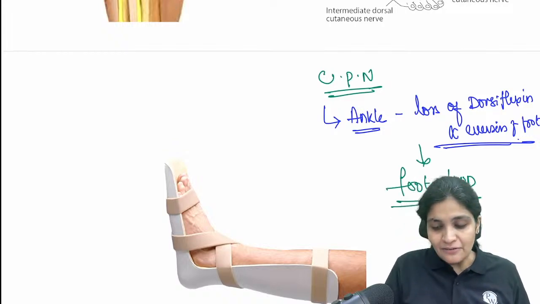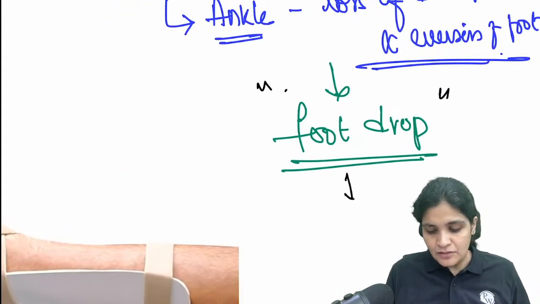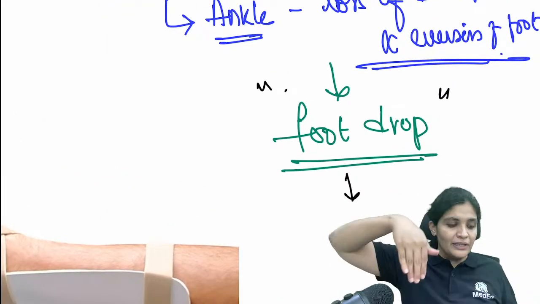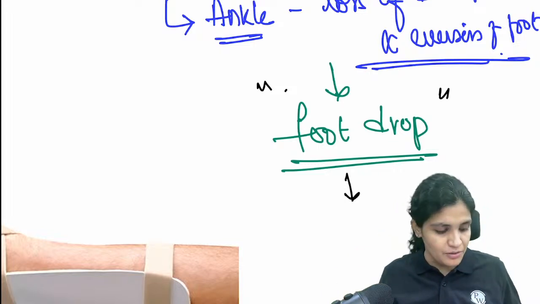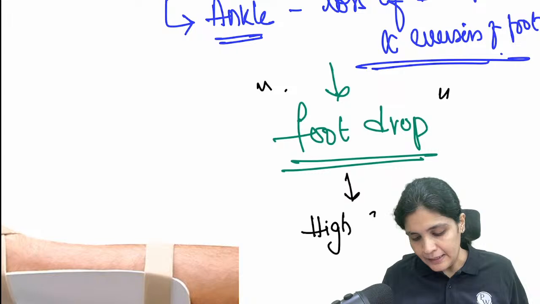And what is the interesting factor of the foot drop? Then they will ask you the gait. Whenever there is a foot drop, how will the patient walk? That is the important question here. So this is called the high stepping gait. High stepping gait.